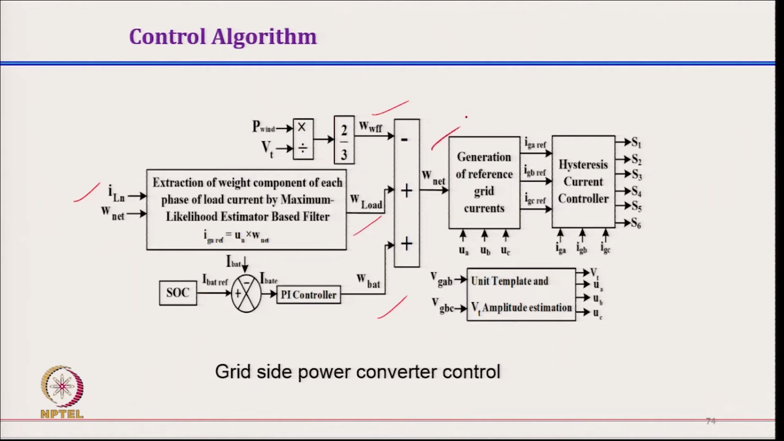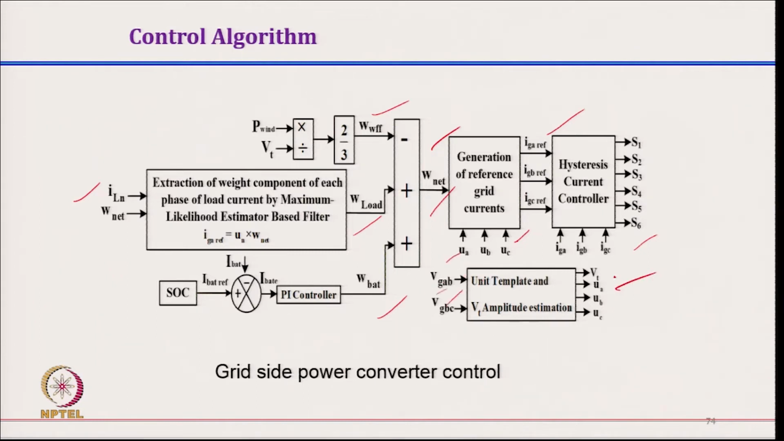So, you have a net weight corresponding to generating, and that is the amplitude we consider for the grid current. You have a template of the grid current and a reference grid current, and you sense the grid current. So, you are able to put this power to the grid with sinusoidal and balanced current at unity power factor, because you are generating in reference to the grid voltage.